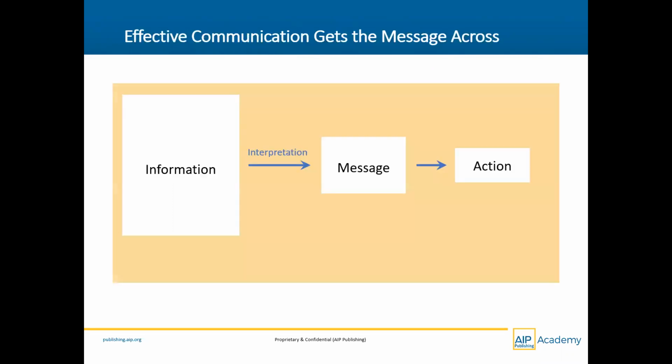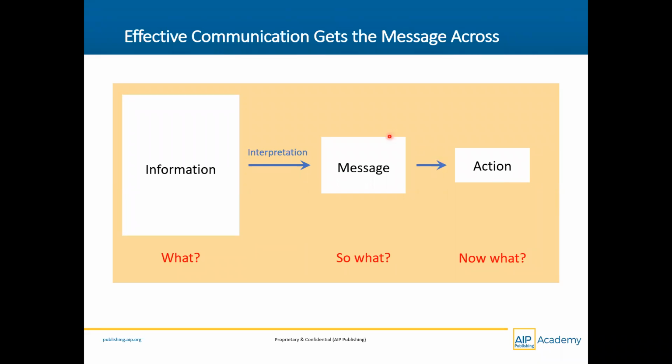So what are ways that you can effectively communicate the message of your paper? So first, your paper is broken up from the information that you collected, that you worked hard on getting in lab, or the what of your paper. You then interpret that information into your message, or what we like to say is the so what, and that message then turns into an action, which we like to consider the now what.